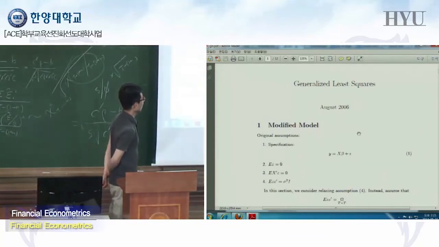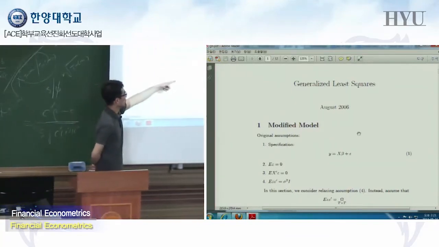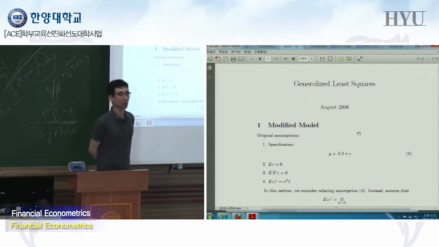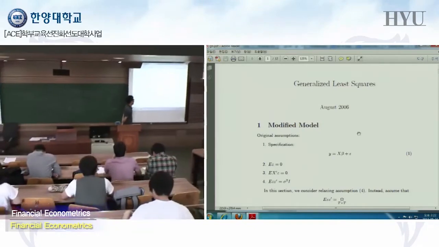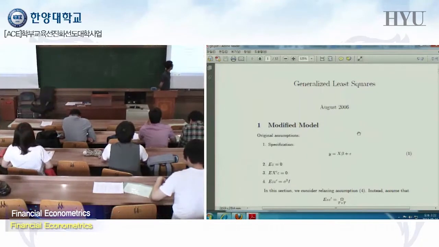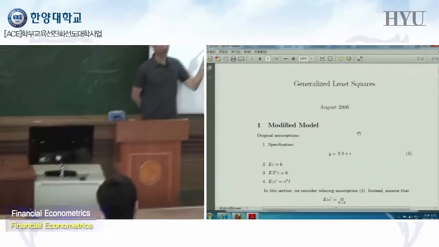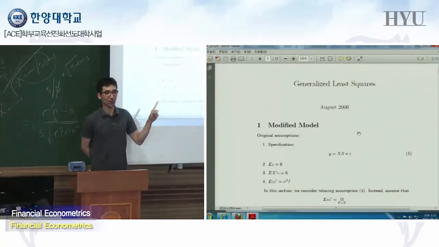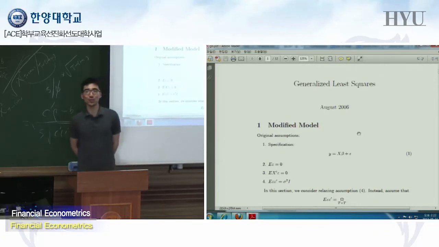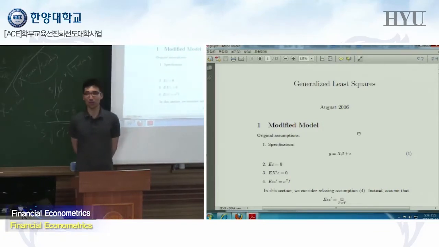So this is our original model. Specifically, y equals x beta plus epsilon; we are assuming a linear model. The expectation of epsilon is 0, and we assume x and epsilon are independent of each other: x doesn't include any information about epsilon, and epsilon does not include any information about x. And then this assumption: these error terms are independently and identically distributed, so the variance covariance matrix of epsilon is sigma square multiplied by I.